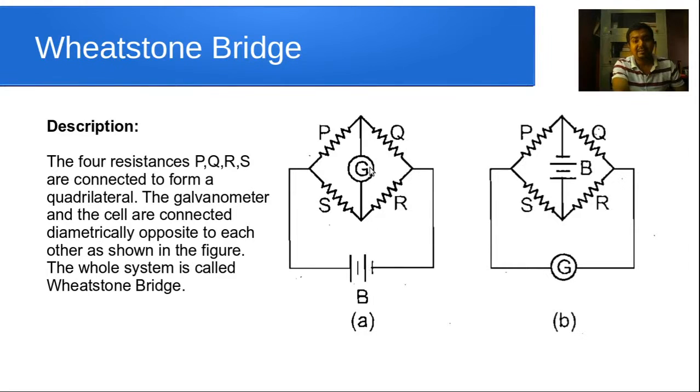the galvanometer and the battery are interchangeable. If we interchange G here and the battery here, there is no difference in the circuit or the principle of the circuit. So both diagrams are equally correct, and both represent the Wheatstone Bridge diagram. So 4 resistances P, Q, R, S are connected to form a quadrilateral. The galvanometer and the cell are connected diametrically opposite to each other, as shown in the figure. The whole system is called Wheatstone Bridge. Clear? Okay.